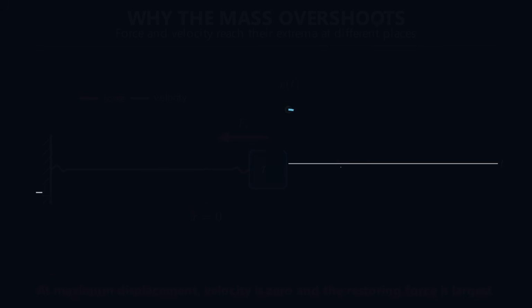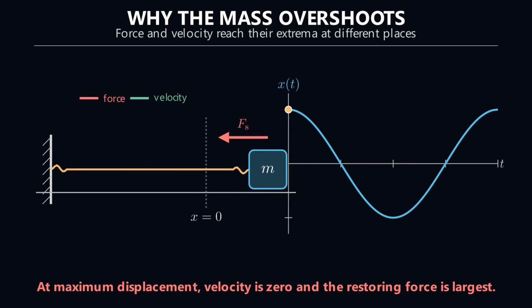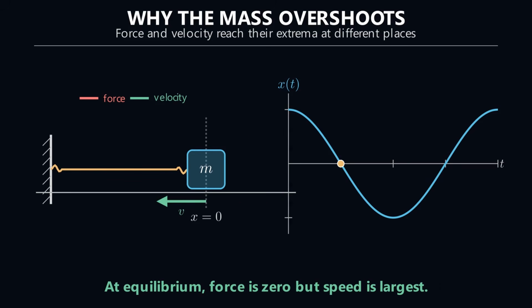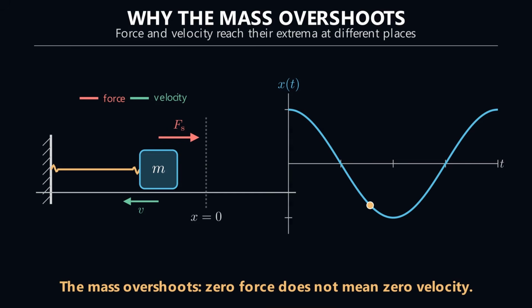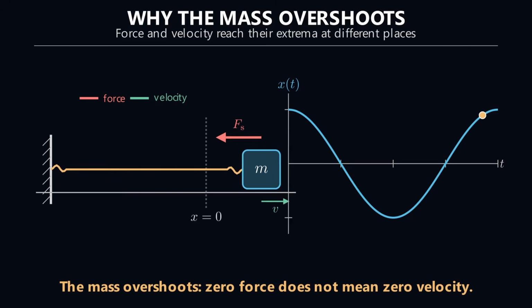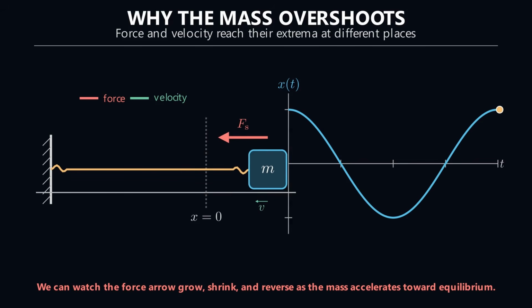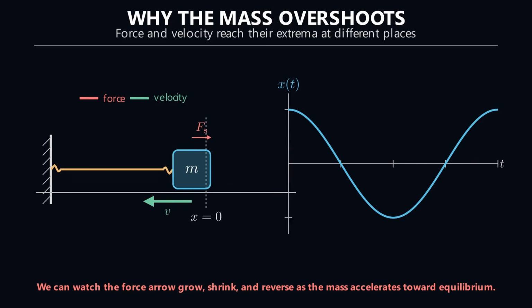At maximum displacement, the velocity is 0 and the restoring force is largest. At equilibrium, the force is 0, but the speed is the largest. The mass overshoots because reaching 0 force does not mean reaching 0 velocity. This is why Newton's method feels so intuitive here. We could watch the force arrow grow, shrink, and reverse. We could also see why the mass accelerates towards equilibrium but keeps moving when it reaches the center.